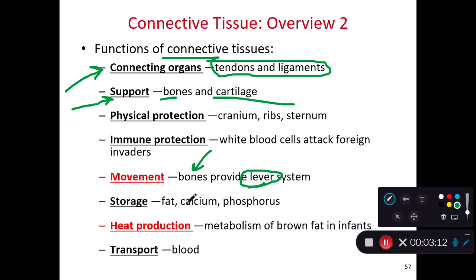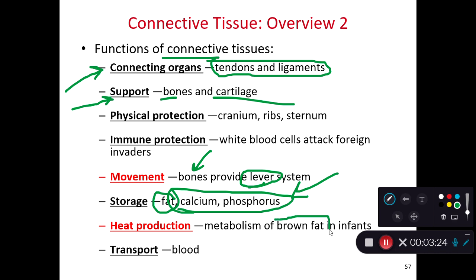We store things with connective tissues. We store energy with fat. We store calcium and phosphorus in the extracellular matrix of compact bone tissue. We can also generate heat with our connective tissues. Brown fat, in particular, in newborn infants, is a fabulous source of heat production.